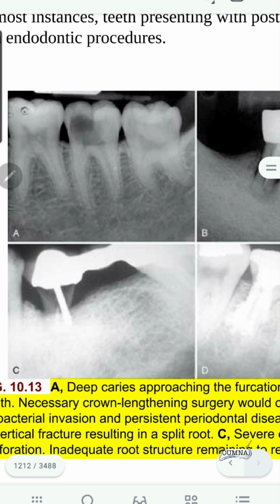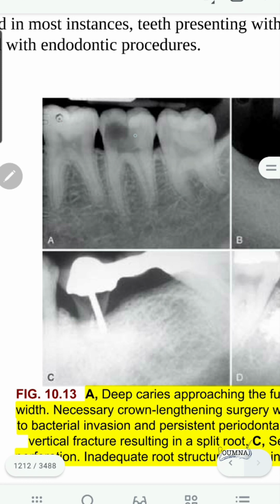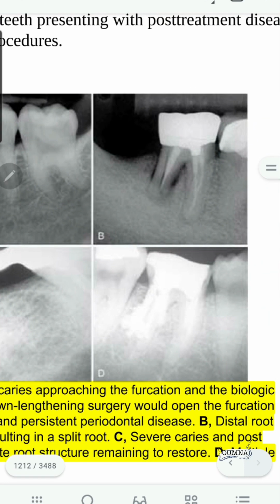For example, in these cases, if we did a treatment for it, we would open the tooth to the periodontal space, and there is danger of having a pocket, a chronic periodontitis. So extraction was better for this case. Also this one, we had a vertical fracture that caused a split tooth, and maintaining this root as hemisection had a poor prognosis. So extraction was indicated here.